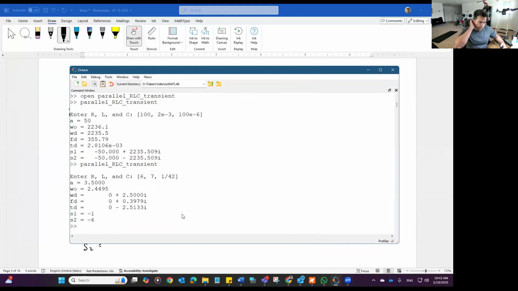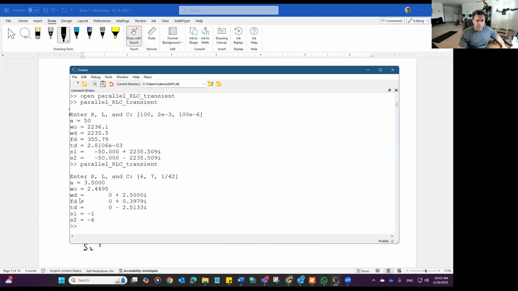And that gave me alpha 3.5 radian per second, omega naught 2.5 radian per second. And since alpha is greater than omega naught, which means that our two frequencies, S1 and S2, are real, as you can see, and this is an overdamped circuit.